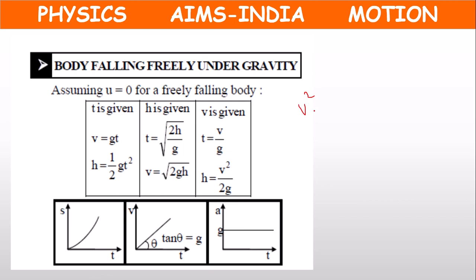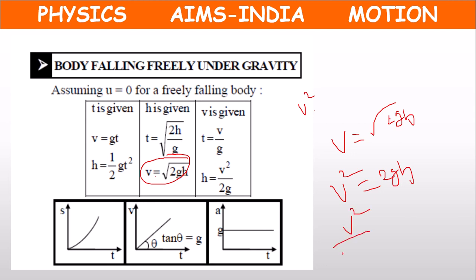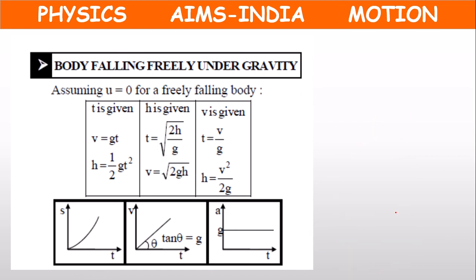Or this formula only. V equal to root 2gh only. If the square comes to this side, it will become V square equal to 2gh. Or V square by 2g will come down. V square by 2g equal to h.